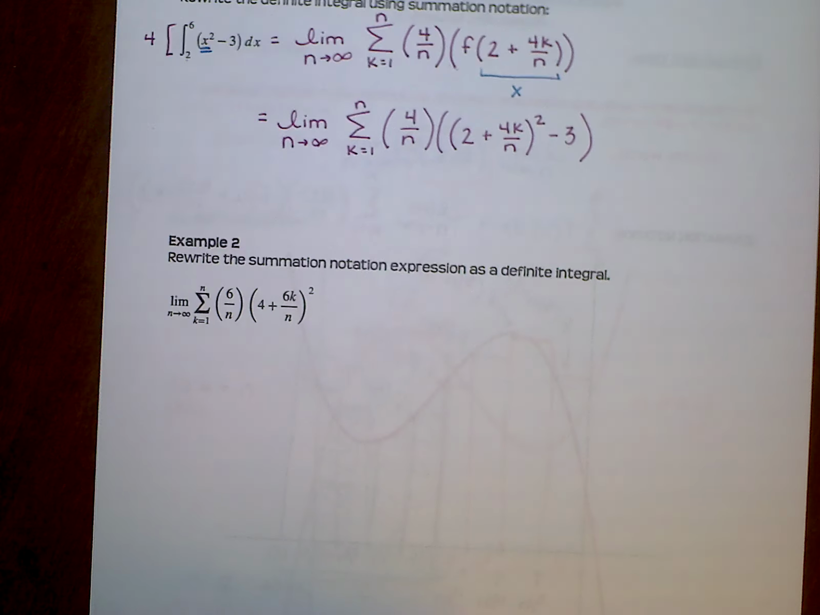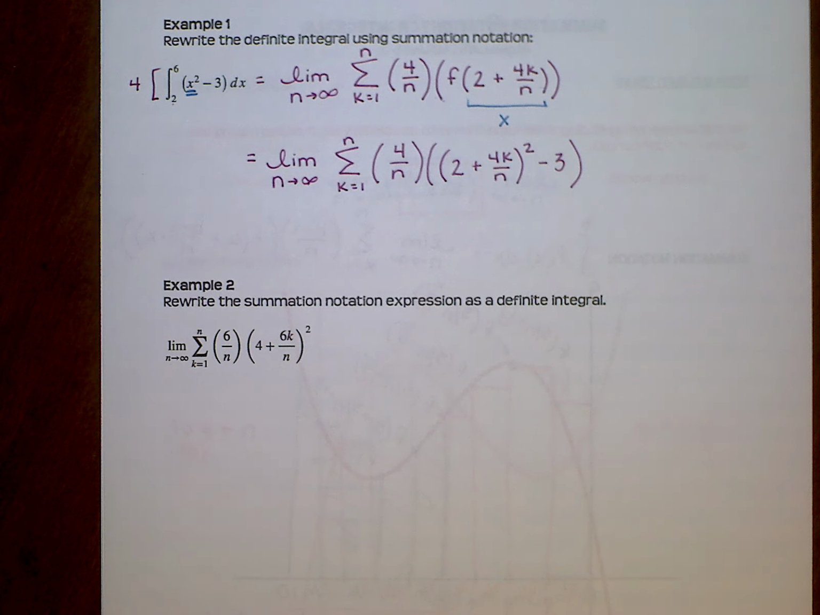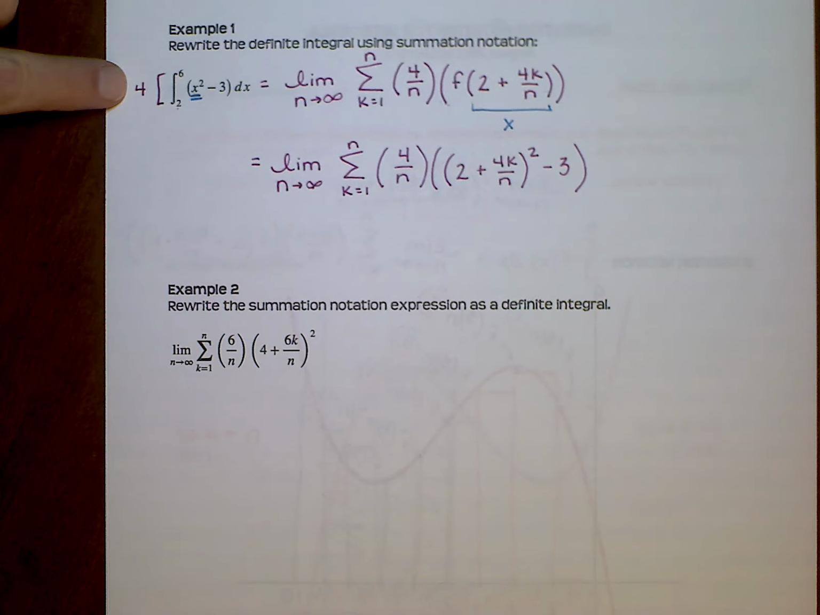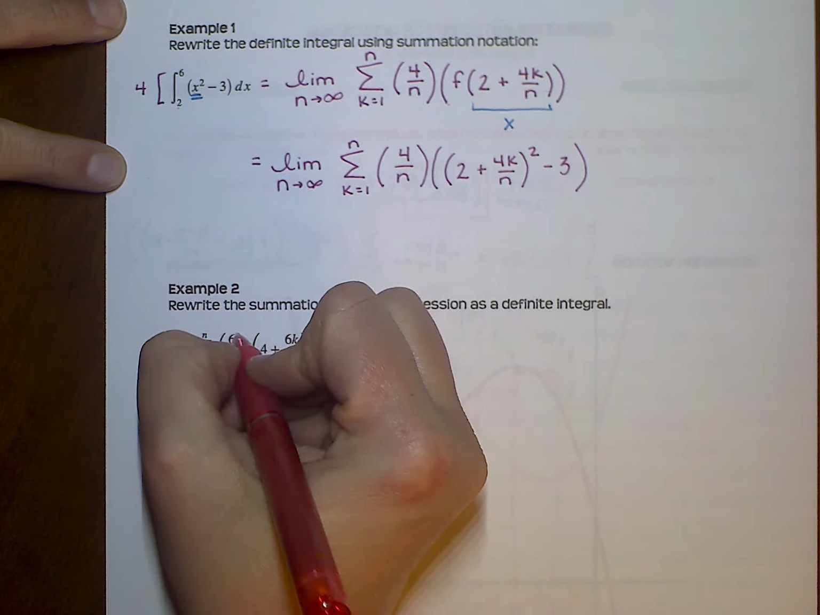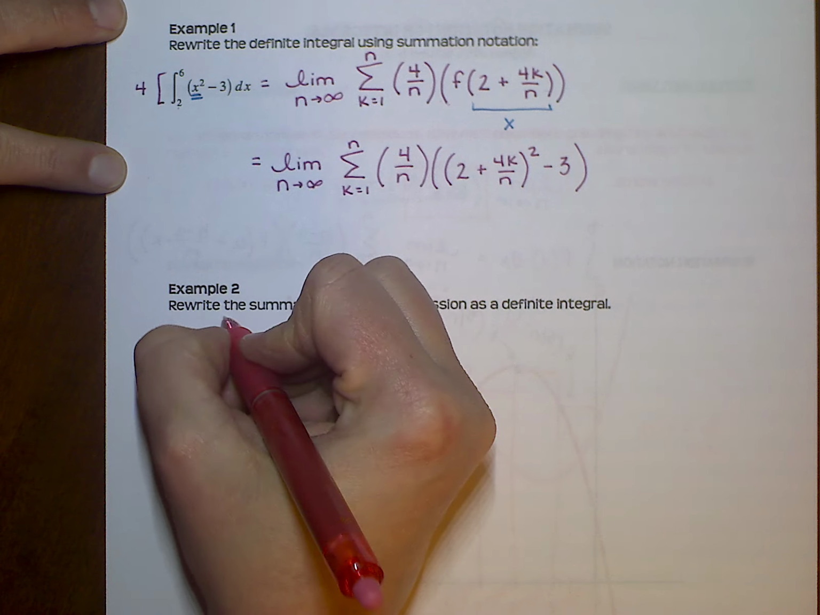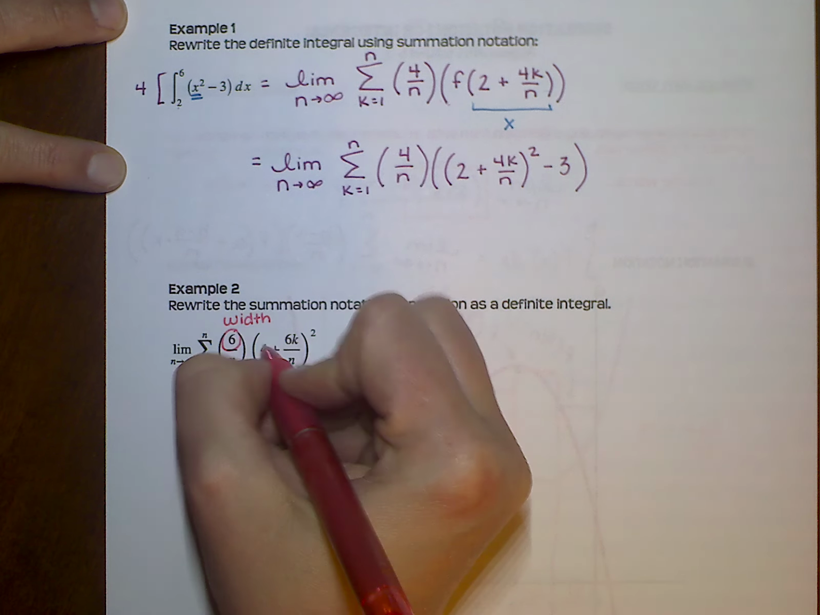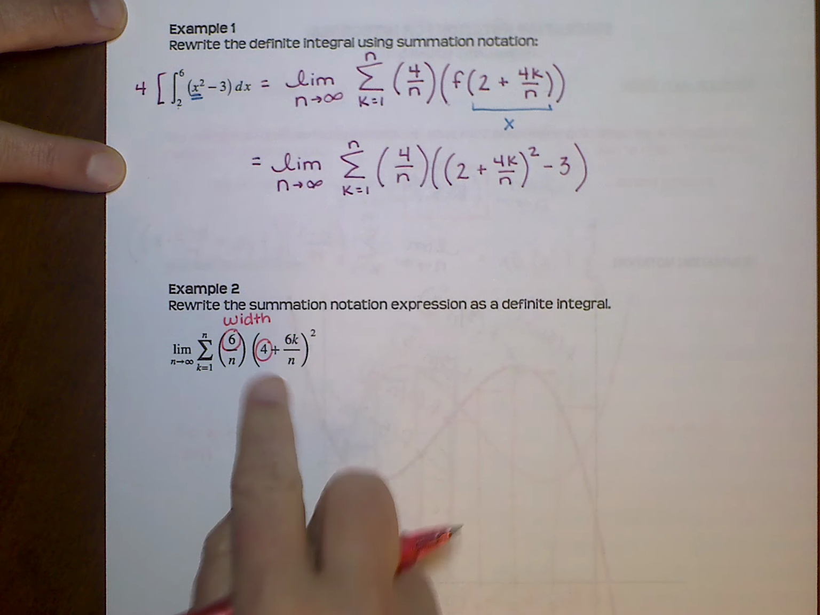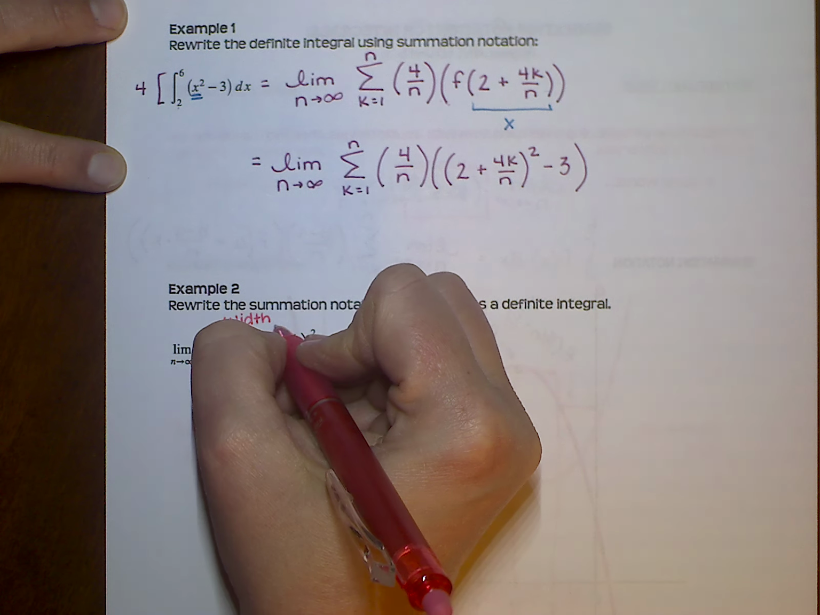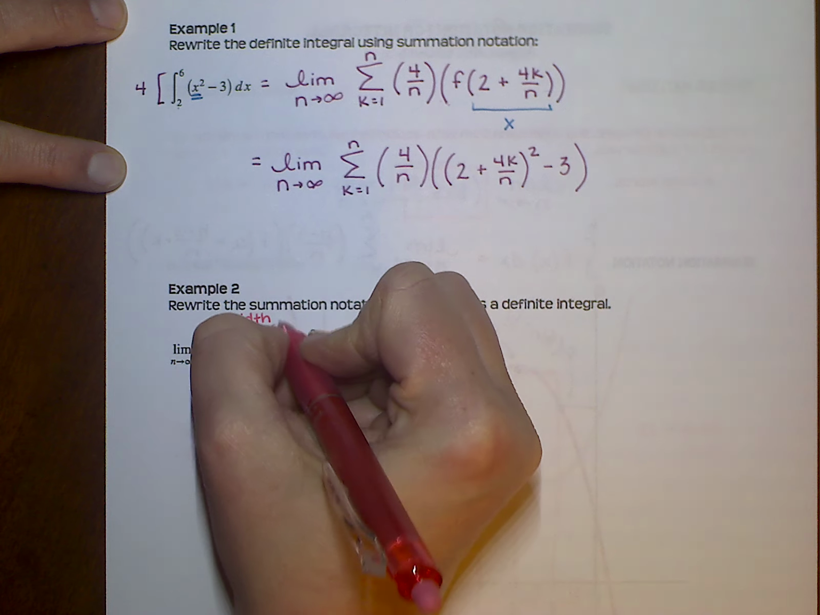Looking at example 2, let's pick out our important pieces. There are 3 things I want you to look for. First of all, how wide is my interval? What does this spacing look like? That comes from this number right here. This is the width of my interval. And this number here, the 4 plus, that's where I'm starting my interval.